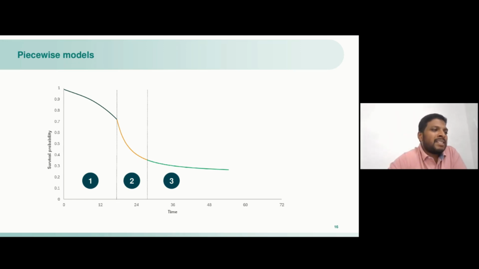So by considering the distinct nature of the hazard across the time periods, fitting piecewise models is a good option. However, the main challenge would be determining these cutoff points or intervals. Another thing is that we need sufficient data to fit separate models for each and every piece. So having sufficient data and determining these cutoff points or pieces is a challenging thing.